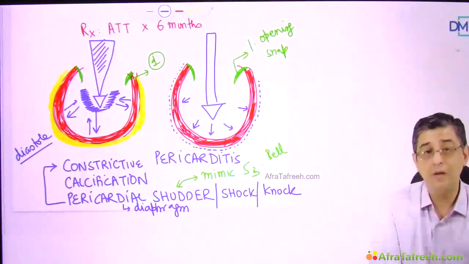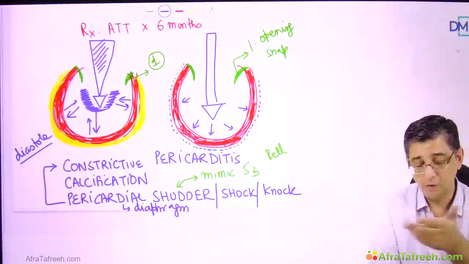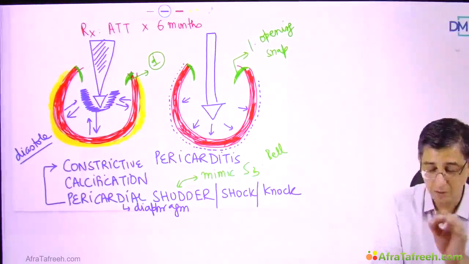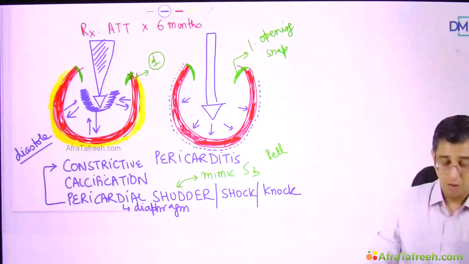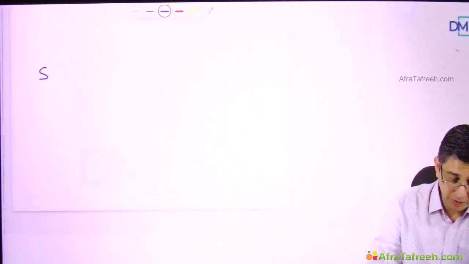So if you remember the line that I said initially, you are bang on target to solve even a question related to pericardial shudder and its timing. Remember, pericardial shudder mimics third heart sound. On the basis of this, now you will be in a better position to understand this sequence of events. So let's practice this again.